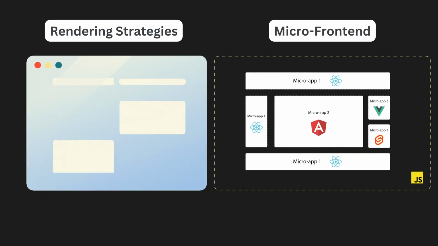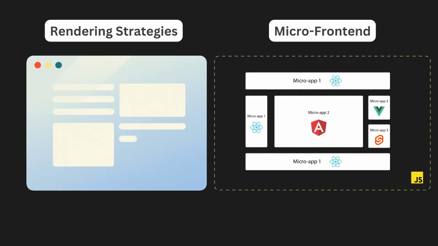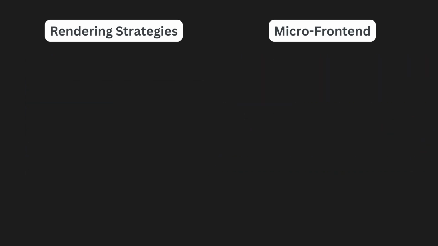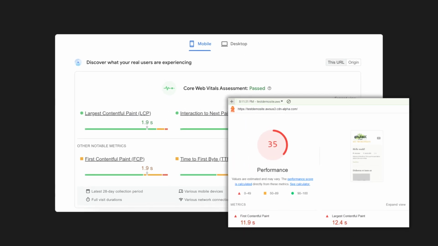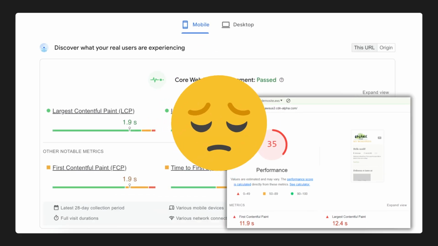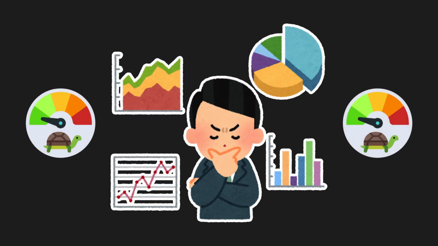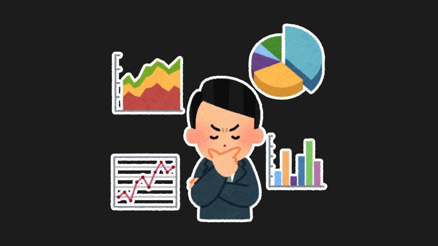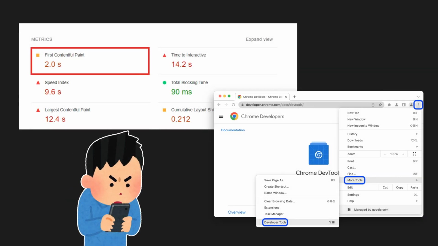Alright, so now we have talked about the rendering strategies and how we can scale the application using micro-frontend. Let's talk about how we can actually measure and optimize our rendering performance. Because if our application is slow, then users won't wait around. But before we optimize anything, we need to find out what's slowing things down. We can use the Chrome DevTools Performance tab, and this lets us track the first contentful paint and time to interactive, basically how long it takes before users see or interact with our application.